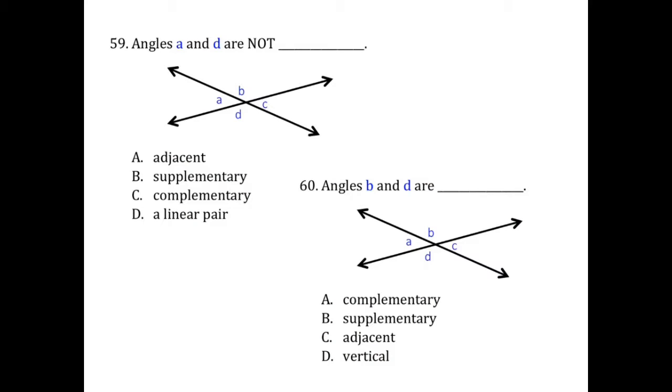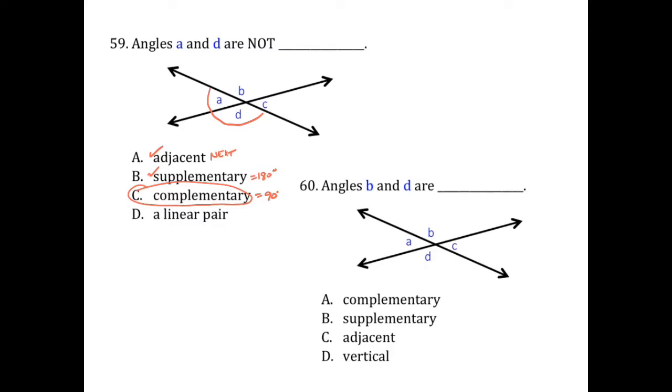Alrighty, angles A and D are not what? Adjacent. Adjacent means next to. And A and D are next to each other, so they are that. Supplementary means that they add up to 180 degrees, and A and D totally add up to 180 degrees, so they are that. Complementary, I don't think they're complementary. That means equals 90. It wouldn't make sense for them to equal 180 and equal 90. So C is what they do not do.